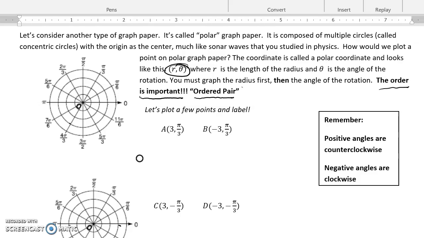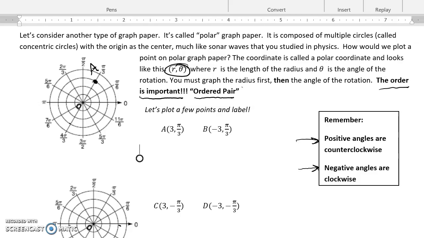Point A has a radius of 3 and a rotation of pi over 3. Let's recall positive angles are counterclockwise and negative angles are clockwise. So the point (3, pi over 3), we start at the pole. Our radius is positive 3, so we move 3 to the right, and our angle rotation is pi over 3. So we rotate pi over 3, and that would be this point, point A.